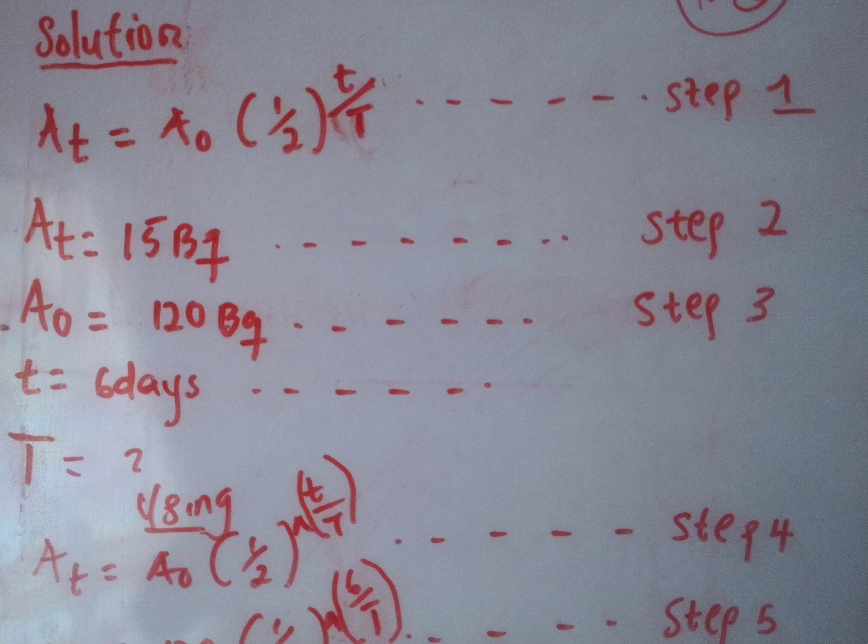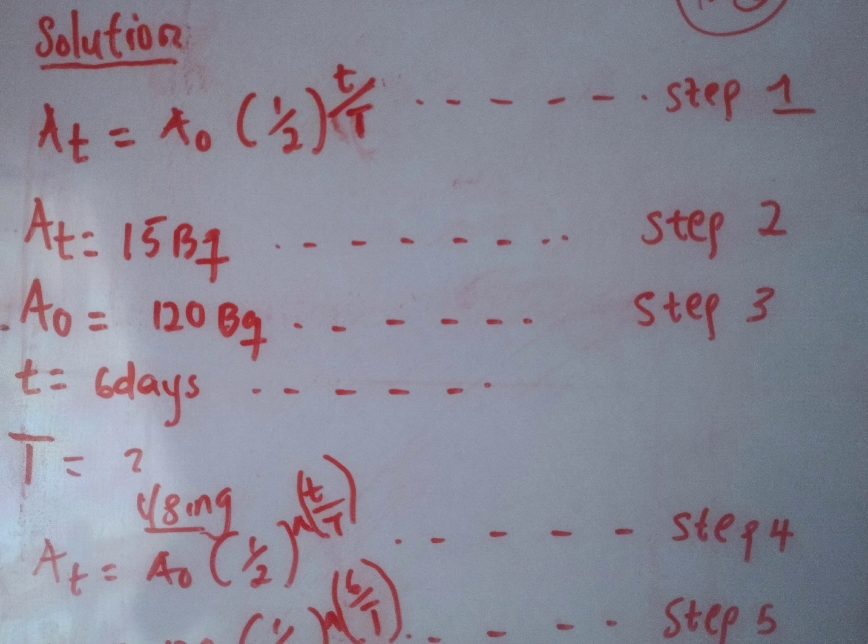So you input the formula, and we bring out our parameters. A subscript t, that is the final activity, is 15. The initial activity is 120. That's for step 3. Then your time is 6 days. It depends on your question. Your options might ask you to look for the half-life, so your half-life might be in days, in seconds, or in hours. It depends on the option given to you.